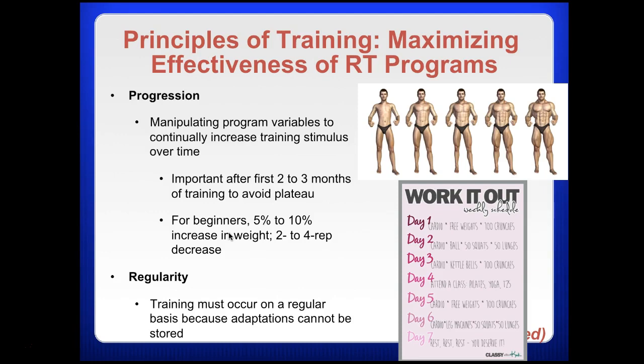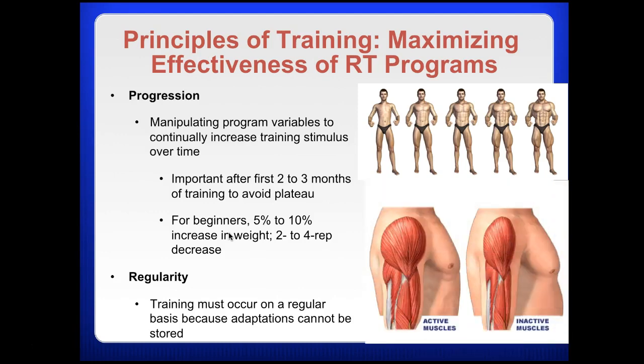Next, we have regularity. Regularity just means you're going to perform it regularly, several times a week, because we cannot store any adaptations that we've gained. We always have to work that muscle. So this is just an image showing you our active muscles on the left, and then if we aren't having that regularity component, then we're going to start to see muscle atrophy, or the muscle cells becoming smaller. So we have inactive muscles there.